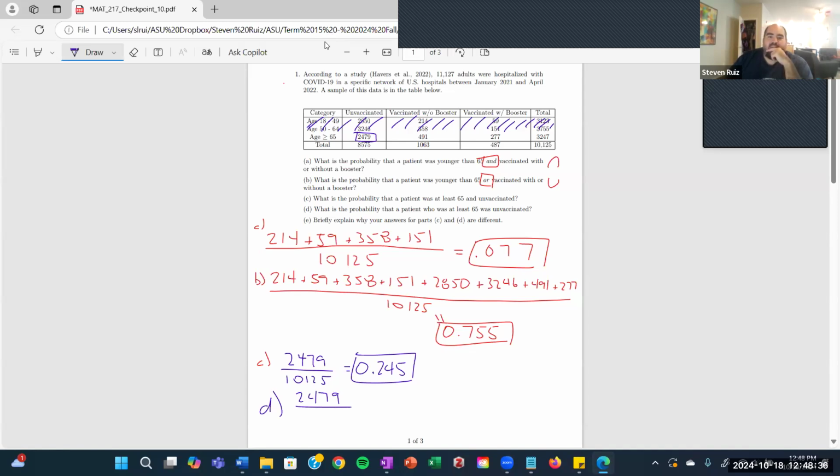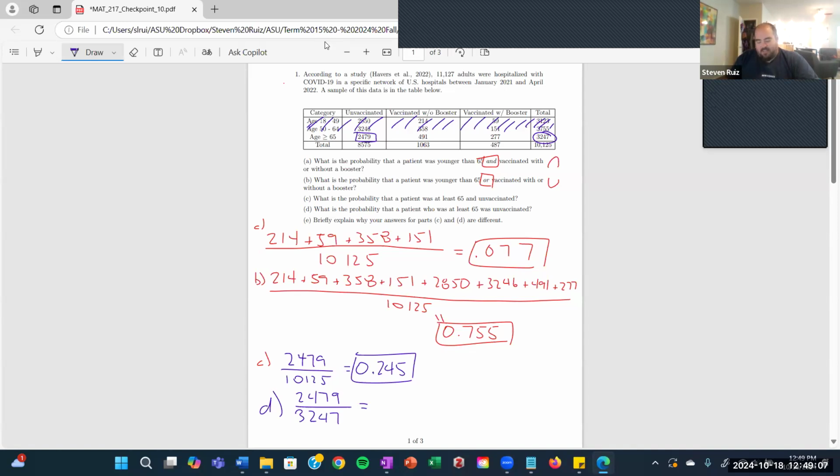What's the probability that a patient who is at least 65 was unvaccinated? So 2479, those are the people who are old enough and unvaccinated. And what's the probability among people who were 65? So I want that probability out of what? Out of the people of that age group. So here my probability is going to be a lot higher because I'm not even looking at the full sample anymore. So very, very subtle difference.